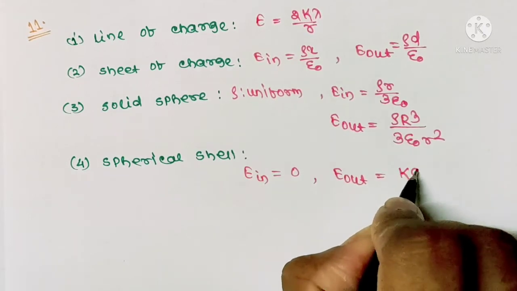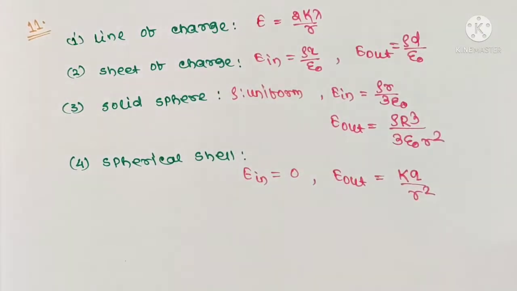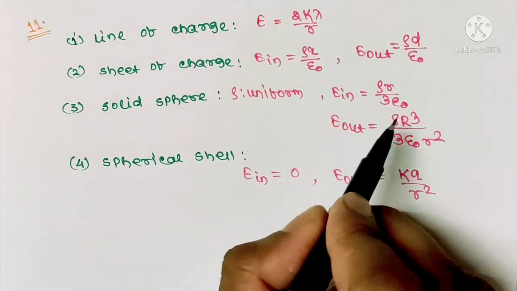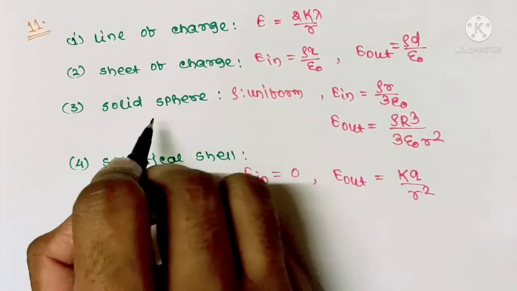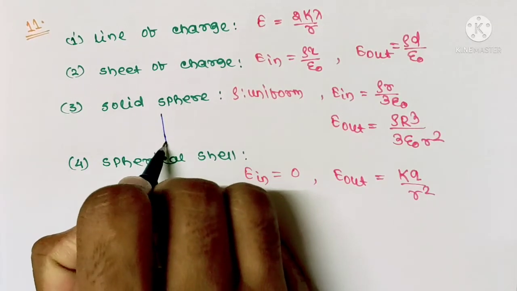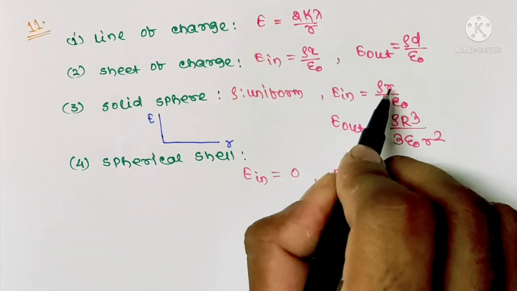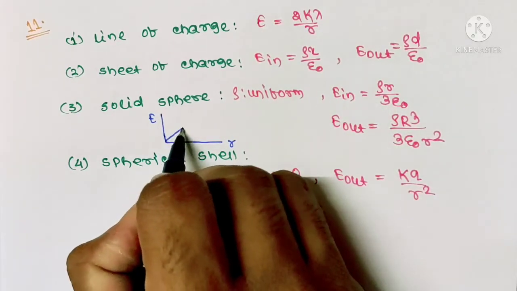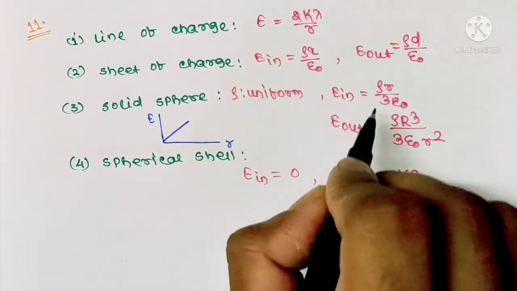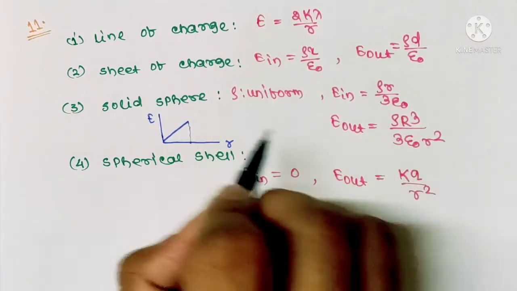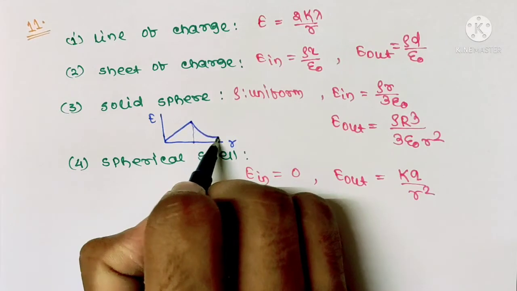q by r square. Now if we draw the variation of this electric field with distance for a solid sphere, it will be like this. Electric field inside is directly proportional to r, that is, it increases up to the surface, then outside the sphere it is 1 by r square, so it will decrease like this.